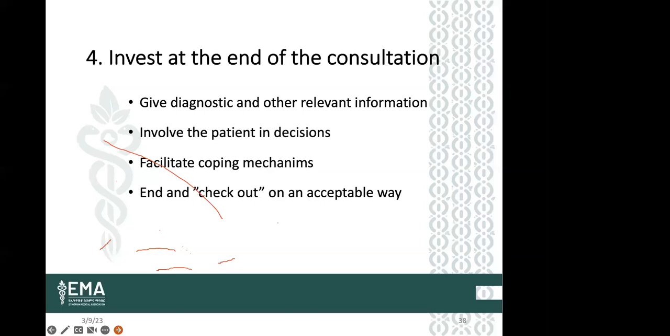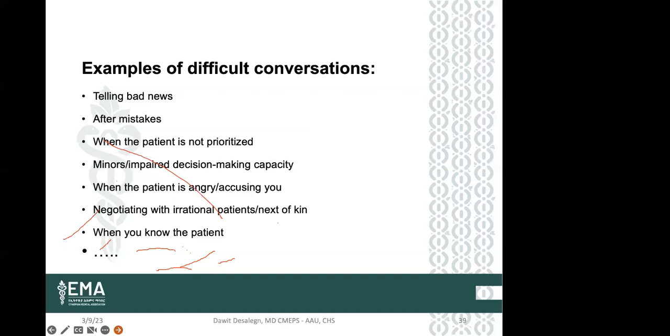So these 4 good habits involve investing at the beginning, understanding the patient perspective, and then showing empathy along the way, and then you need to conclude based on whatever discussion you've had. So going forward, what are the difficult conversations that we can have during clinical encounters? Sometimes it is telling bad news. So how do you tell the person has an STI? How do you tell a person that they have cancer? And how can you tell them that they will no longer be able to walk and so on?